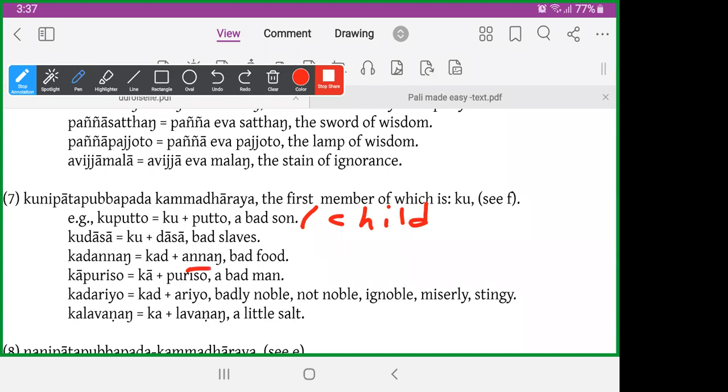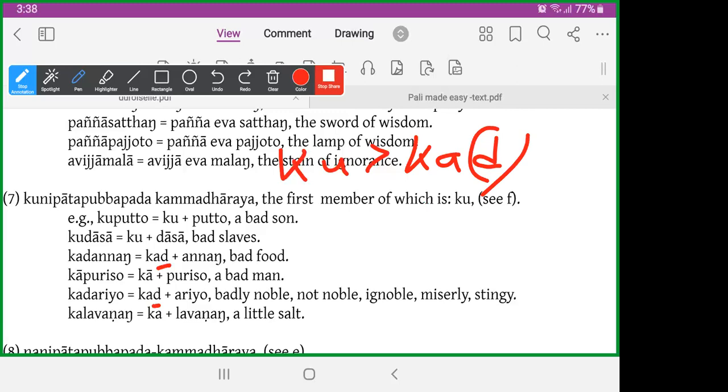But here you come to bad food, and it becomes ka. So this means that sometimes it changes ku to ka. You can see the examples here, and here you put the d, so the d is inserted in between. This one also has d, an insertion. So between, you change ku to ka and insert the d, and you get bad food. Then kapuriso, bad man. Ka with the d, kadariyo, so ignoble. But here another meaning becomes, it's not bad, but it means little. Kalavanam, little salt. So the meaning has changed a little bit here. This one is also not difficult to understand.